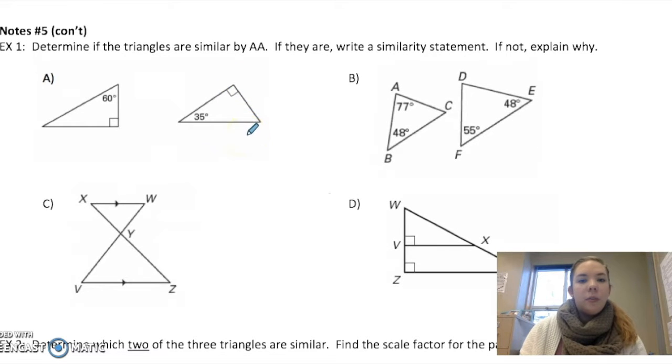Determine if the triangles are similar by angle, angle. If they are, write a similarity statement. If not, explain why. Here we have a 90 and a 35. So if I take that away from 180, we get 55 here. And then here we'd have 30. So we'd say no. Not similar.